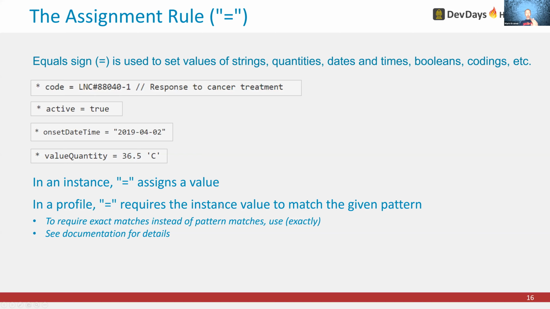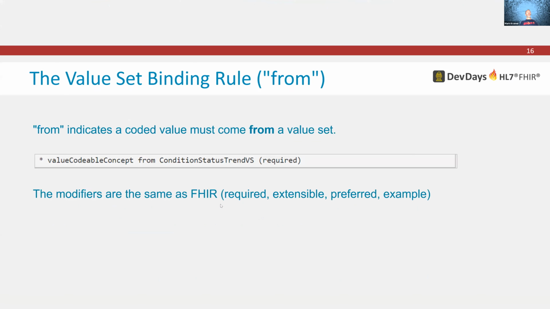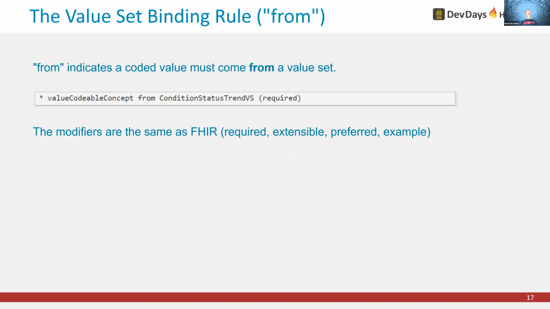So we can go into that more, but that's kind of a fine point. The other frequently used rule is the value set binding rule, which is saying that the value has to come from a value set. So we use the word from. Here's an example where the value codable concept has to be from this condition status trend value set. And we use the strengths of required, extensible, preferred, and example, just like FHIR. Here we're making it required.